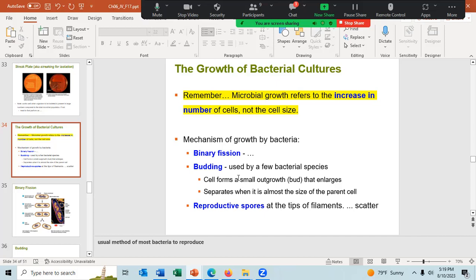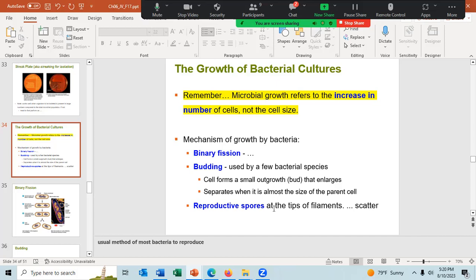But some bacteria can grow by budding, where they form a small outgrowth called the bud on the parent cell, and it enlarges with time, and the bud grows, and when it becomes close to the size of the parent cell, the bud will separate from the parent and then be its own cell. There are a few species of bacteria that do grow by budding. Actually, budding is the way yeast grow, and we'll look at how that happens.